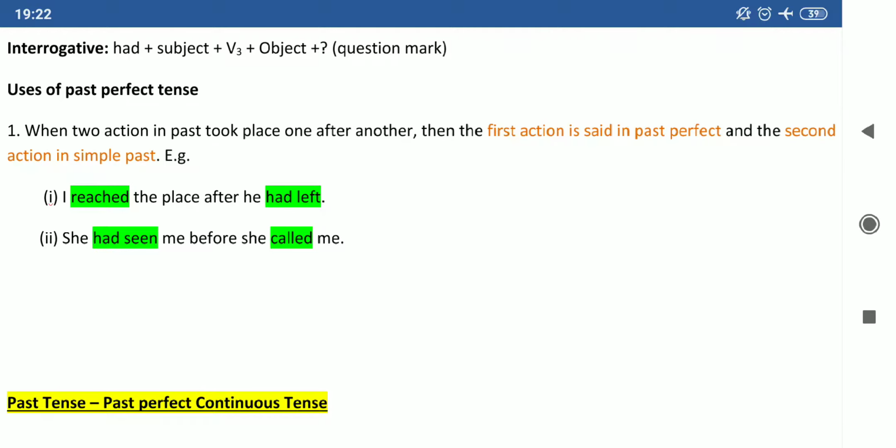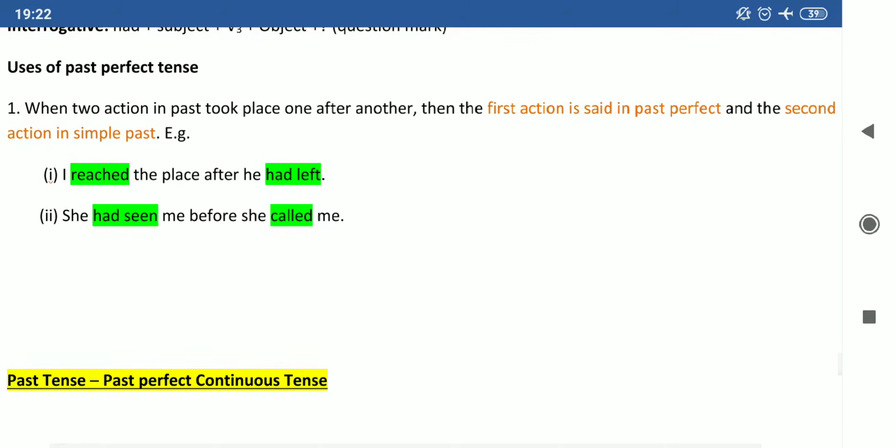I reached the place after he had left. So I reached, this work took place at the second time, and when did he leave? He left before I reached. So the first verb means the first work which is done, that is left, and the second work is reach. So that's why reach is in the second form of verb, left is had plus third form.